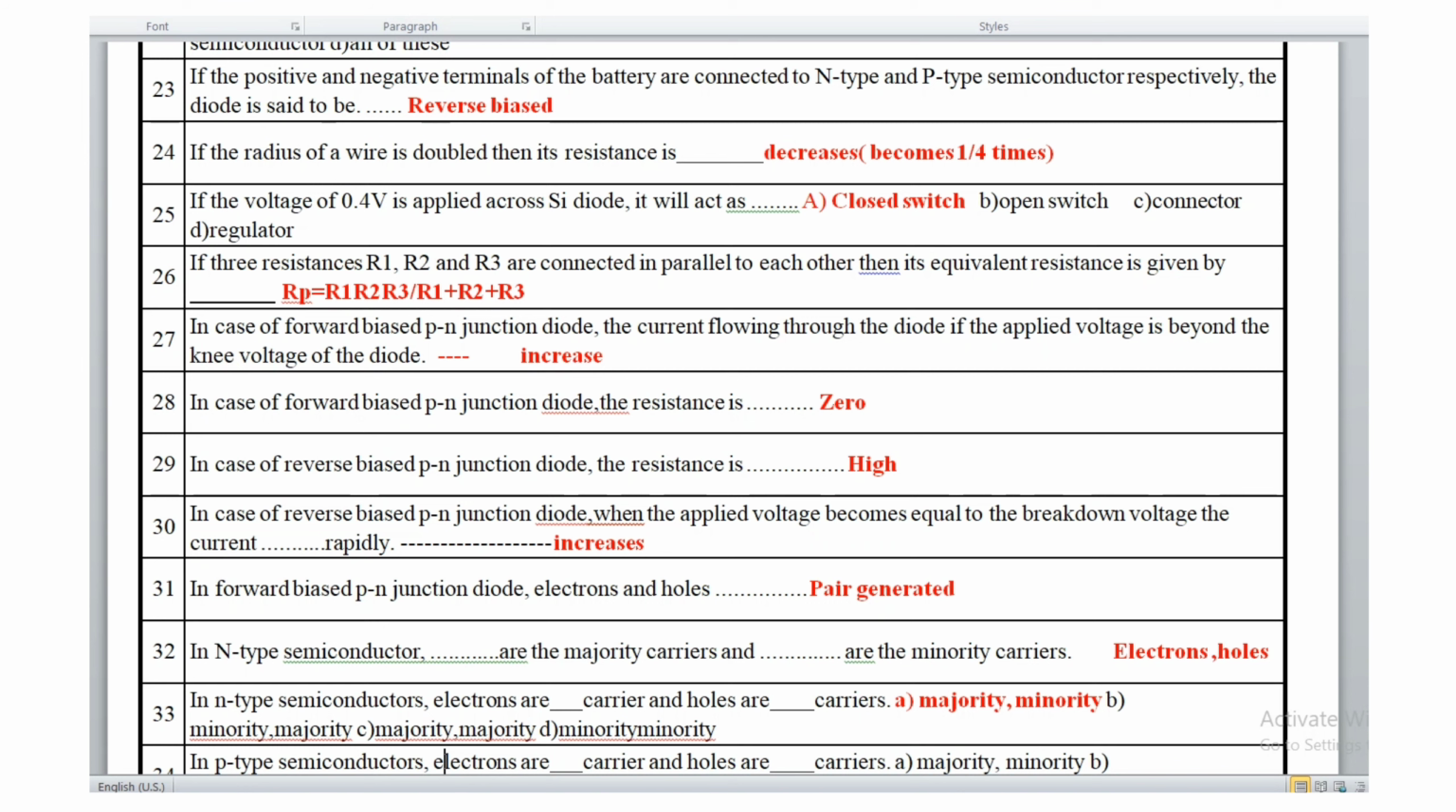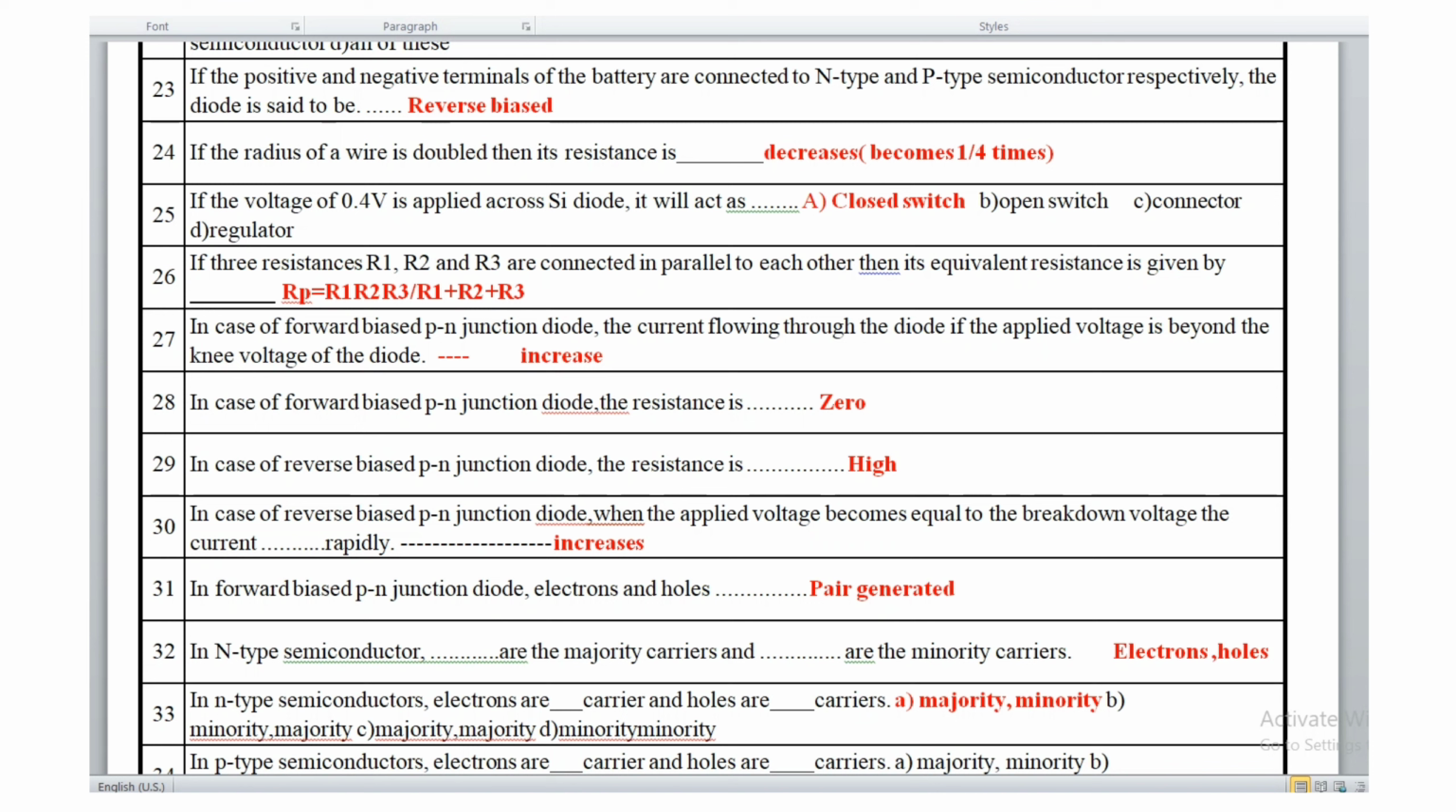In case of a forward biased PN junction diode, the current flowing through the diode, if the applied voltage is beyond the knee voltage of the diode, it increases. In a forward biased PN junction diode, the resistance is 0. In a reverse biased PN junction diode, the resistance is high. In a reverse biased PN junction diode, when the applied voltage becomes equal to the breakdown voltage, the current increases rapidly. In a forward biased PN junction diode, electron and hole pairs are generated.